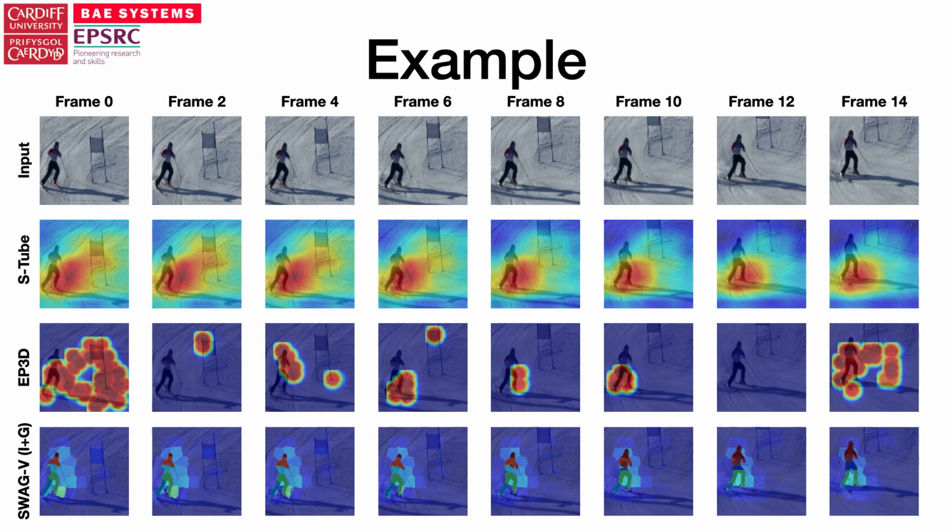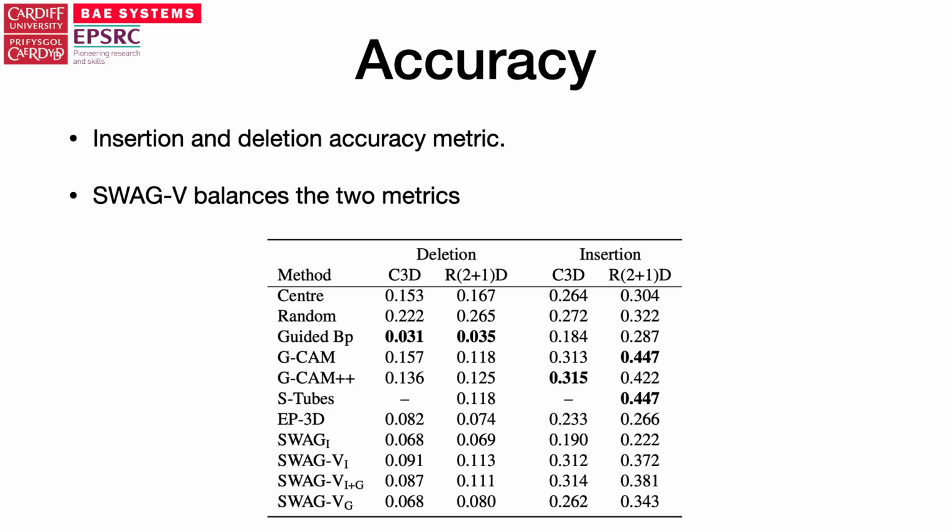Here, we show alternating frames of an example clip from the Kinetics 400 class ski slalom. We can see how a method such as Saliency Tubes, which is similar to Grad-CAM, is both spatially and temporally coarse. 3D external perturbations are able to better locate and follow the action, but are still spatially coarse. Our SWAG-V example is better able to follow both the action through time and more accurately identify the skier performing the action in the frames. Further examples are available in the paper and supplementary materials.